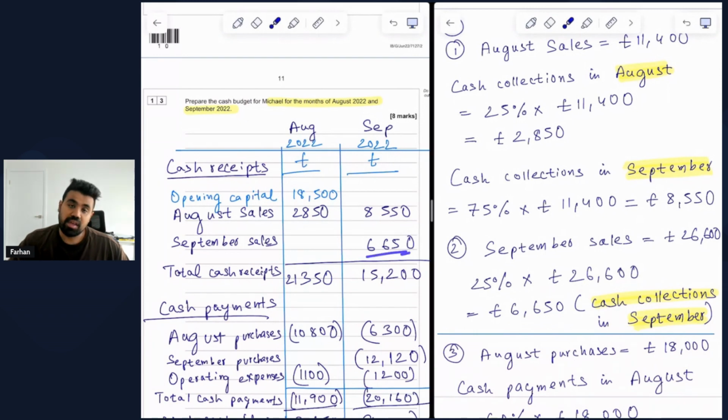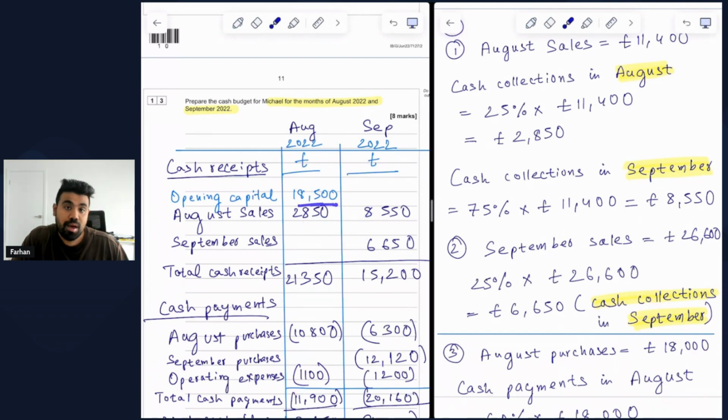Honestly, the main thing that should play a key role in you getting this question fully correct is your focus. So make sure when you're solving this question in exam, you ensure you have included all the information properly and in the right order. So now you can see we have put all the August sales and the September sales here. I've also included opening capital of £80,500.